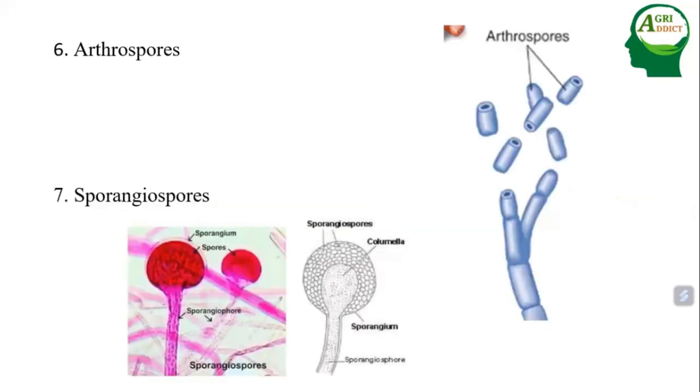Coming to the arthrospores, these are the spores which are produced from hyphae in the basipetal succession. Basipetal means it's from the apex towards the hyphae. Whereas sporangiospores are the spores produced internally within the sac-like structure called sporangium. And you might have heard about the conidia, which are produced by the fungi externally on the conidiophore, either at the tip or side of the hyphae. So imagine that this is a conidiophore. The conidia will be produced at the tip or side of the hyphae.